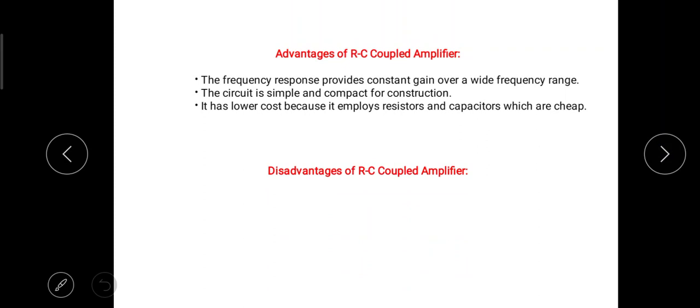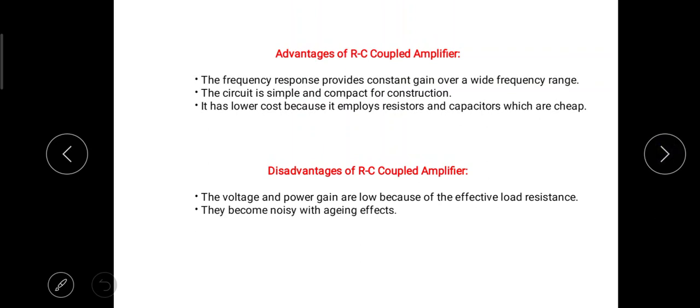Also, this RC coupled amplifier has some disadvantages. First, the voltage and power gain are low because of the effective load resistance. Secondly, they become noisy with aging effects. Aging in the sense that, due to continuous use of this amplifier circuit, the components may have some difference in their values. That's why it may become noisy.